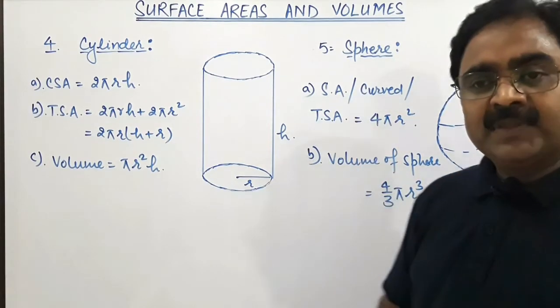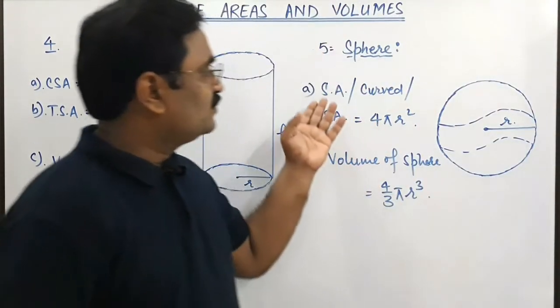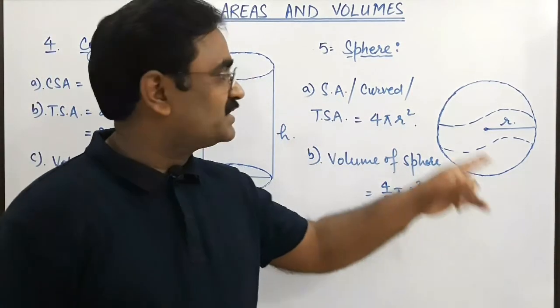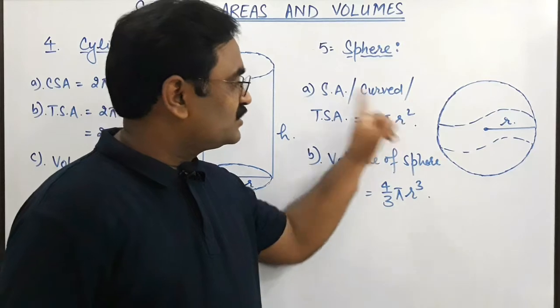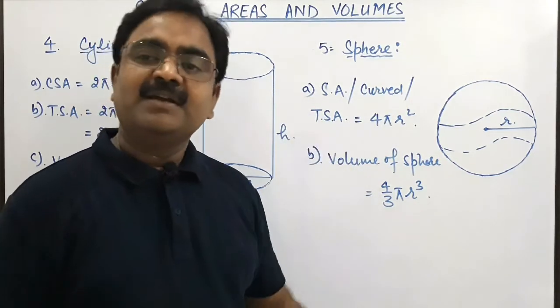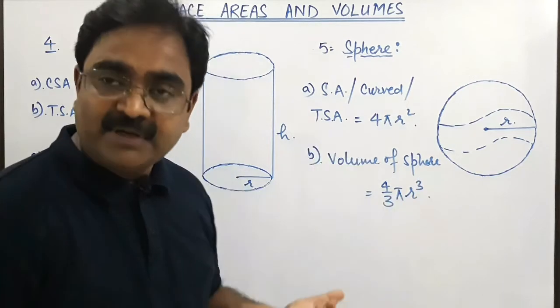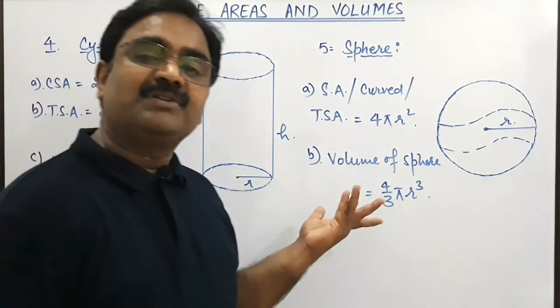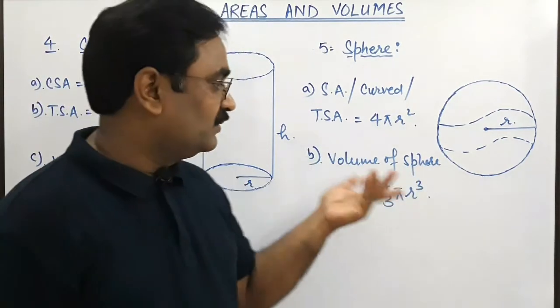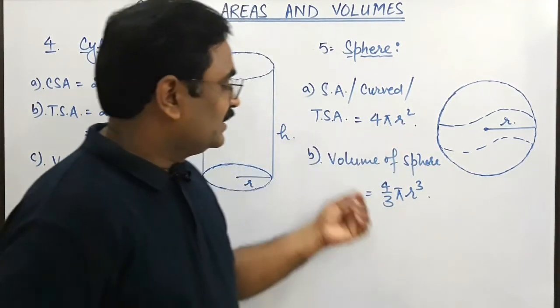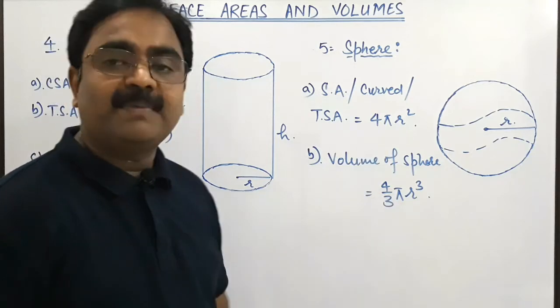Similarly, we come to the shape of the sphere. In the sphere there is only one surface. You can say this surface is the surface area, or curved surface area, or total surface area. It has only one surface, so you can call it surface area, curved surface area, or total surface area of the sphere. So the surface area of a sphere is 4 pi r square. Now the volume of a sphere is 4/3 pi r cube.